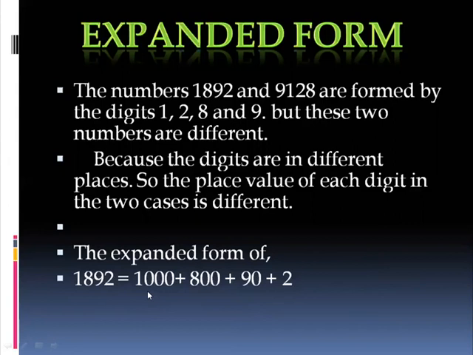1892. And next one, 9128. How can we write this number in expanded form? See, 9 is in the 1000 place, so 9000 plus 100 plus 20 plus 8. First, you have to see the place value of this number and then you have to write the expanded form.